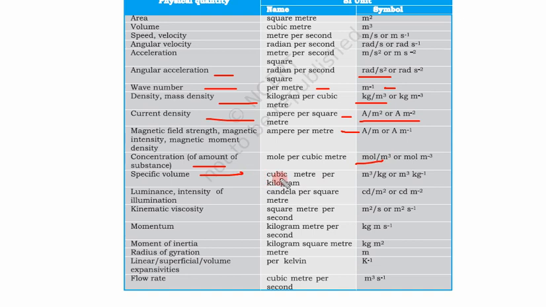Specific volume is given as cubic meter per kilogram. If you see density and specific volume, these are just reverse of each other. Density is kilogram per meter cube, and specific volume is meter cube per kilogram, because these are just opposite to each other. Luminance, intensity of illumination, is given as candela per meter square.